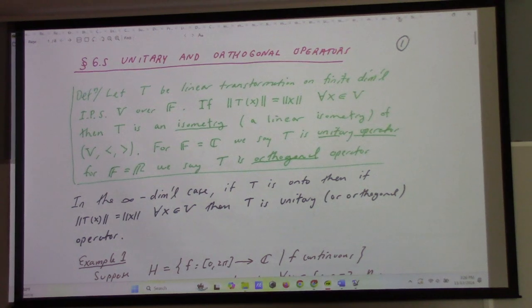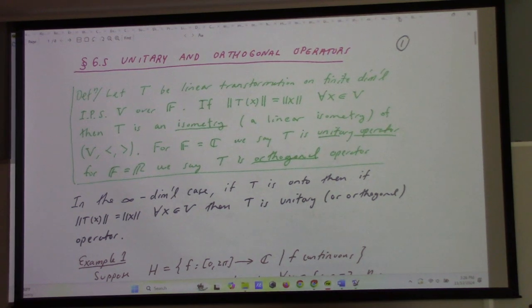But so section 6.5, unitary and orthogonal operators. This word is mine, isometry. These are examples of linear isometries. Isometry means same measure. And so what's going on here is if you have a linear transformation in a finite dimensional inner product space, if the norm of T of x is equal to the norm of x, in other words, the length of T of x is equal to the length of x for all x, then T is an isometry. In particular, if F is equal to the complexes, it's called a unitary operator. If F is equal to the reals, it's called an orthogonal operator.